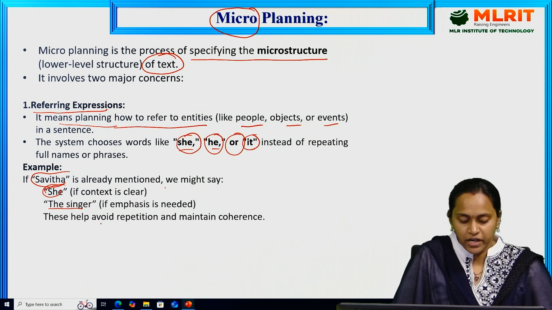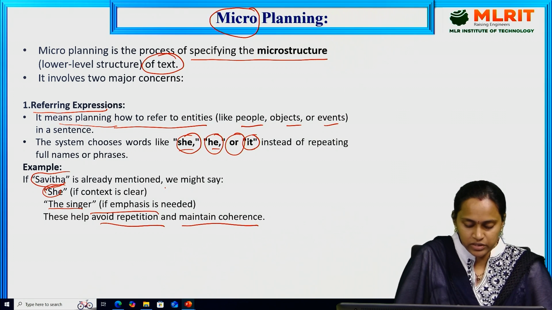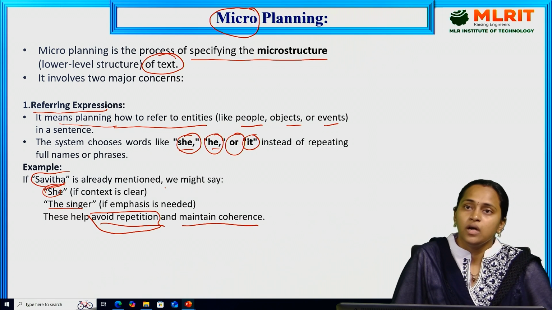This helps avoid repetition and maintain the coherent structure. This is the advantage of micro planning. It avoids the repetition. It maintains the coherence and easy accessibility of the text.